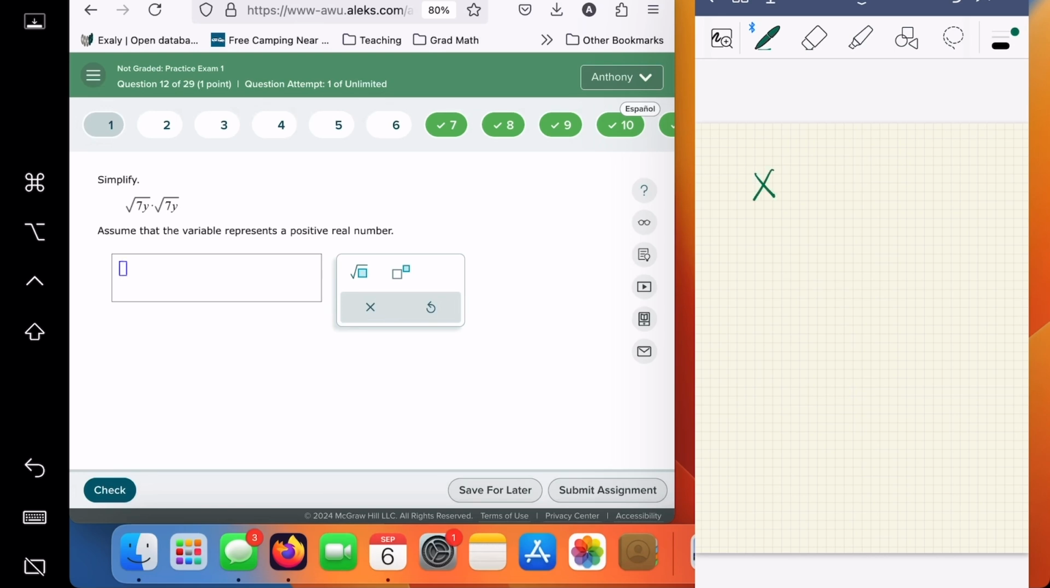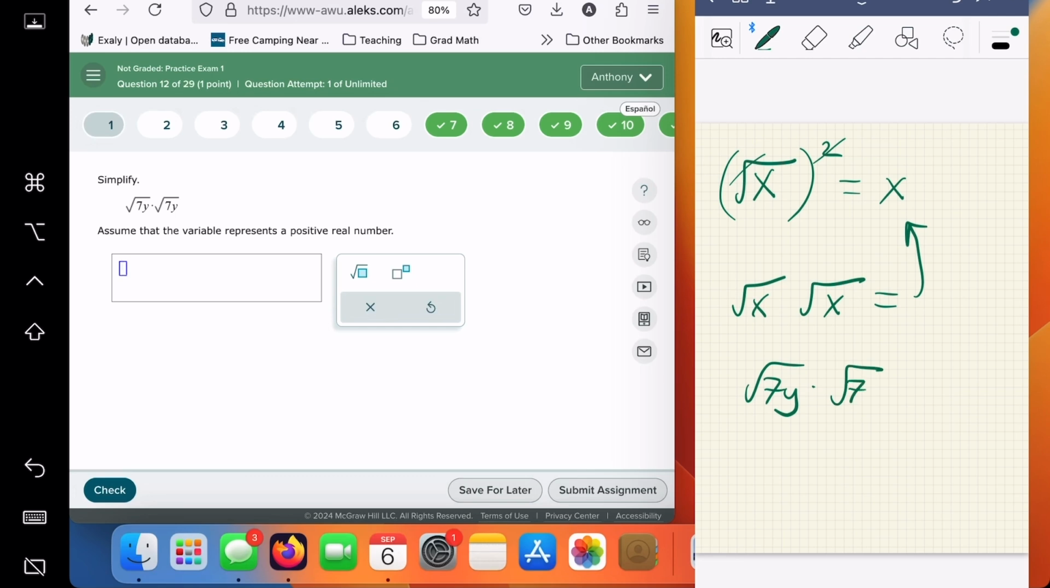All right. If I take a number in a square root and I square it, then it sort of cancels the square root. And what does it mean to square something? Well, it means I multiply it by itself. So that would also get me here. And that's exactly what's happening here. So root 7y times root 7y, the roots go away because you've now squared it, and you just get 7y.